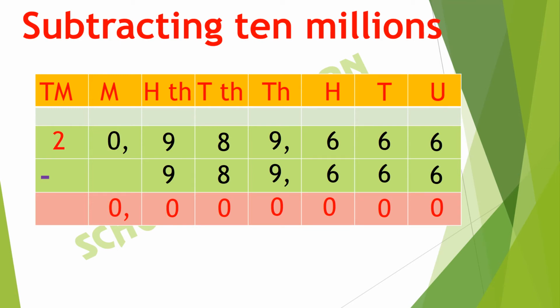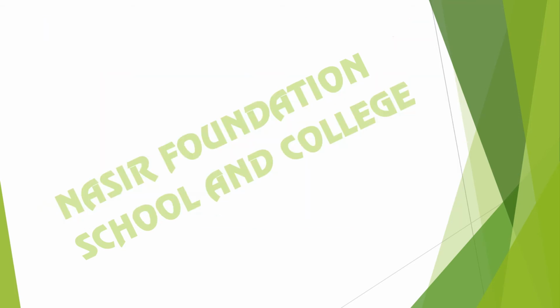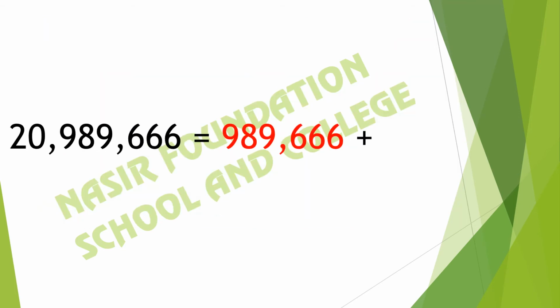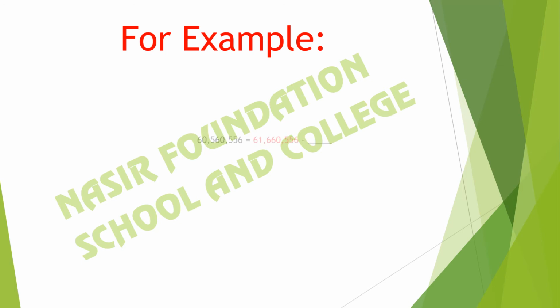After the subtraction of millions, we will move towards the 10 millions. There is only 2 10 millions in the first number and there is nothing to subtract here. So we will write 2 as it is. To make this mathematical sentence true, we will add 20 million here and we will get the equal number on both sides.